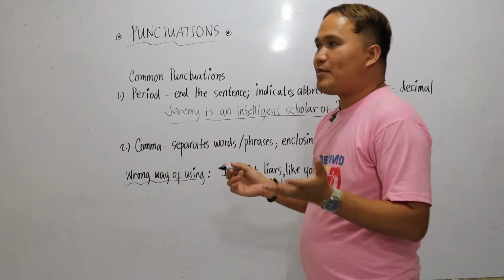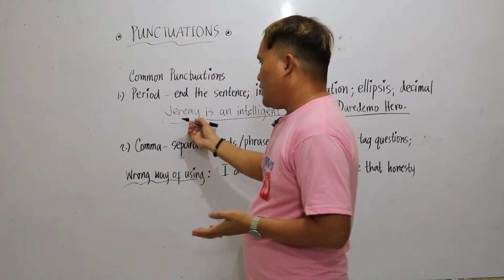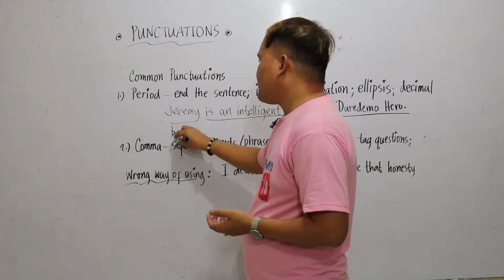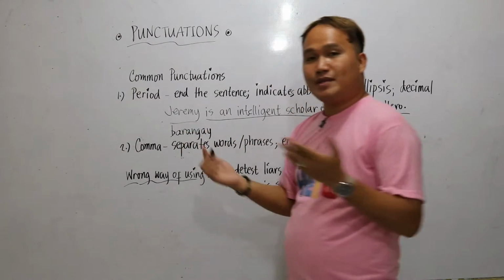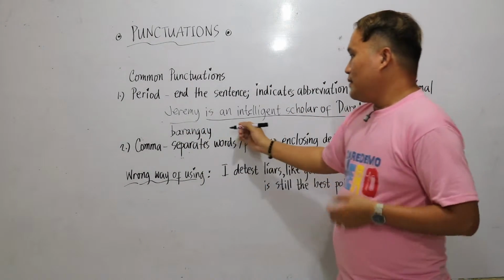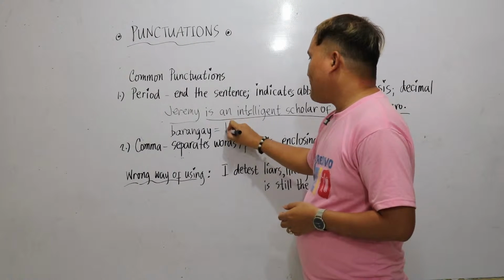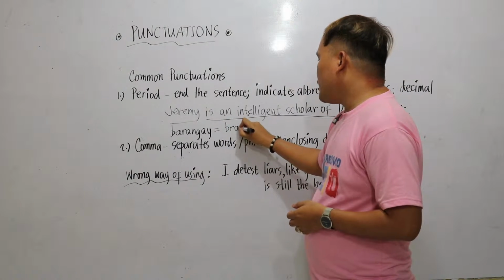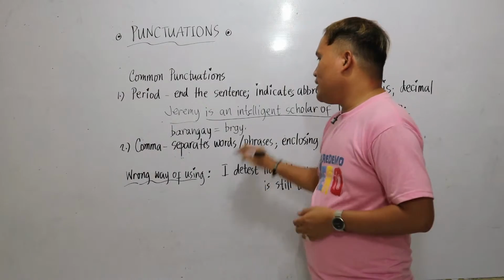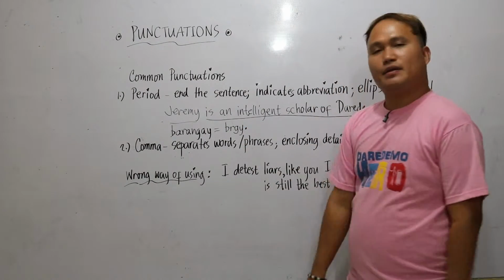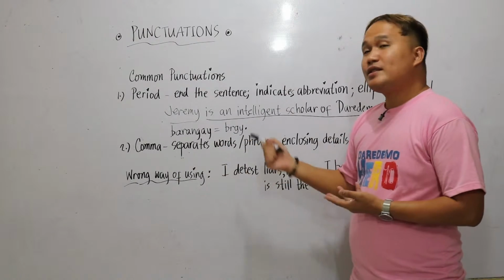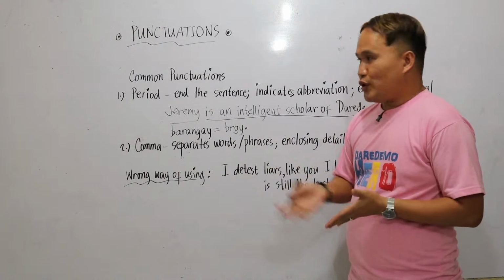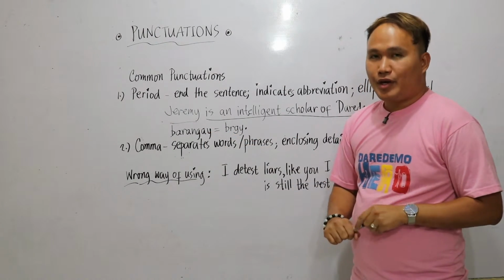For example, what's the abbreviation of barangay? Anyone? You know abbreviation? It's a shortened word. That's BRGY. And then you have to put a period, so as to indicate that this is still a word, just an abbreviated form of a certain word, which is barangay.